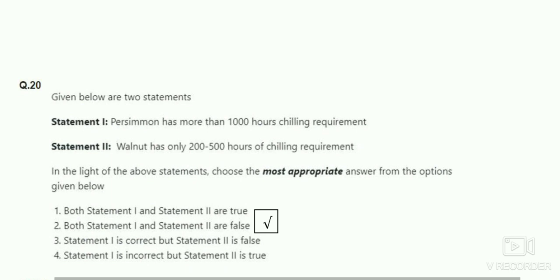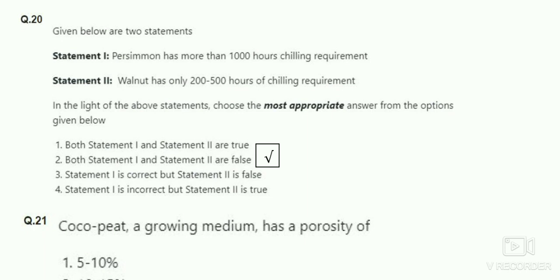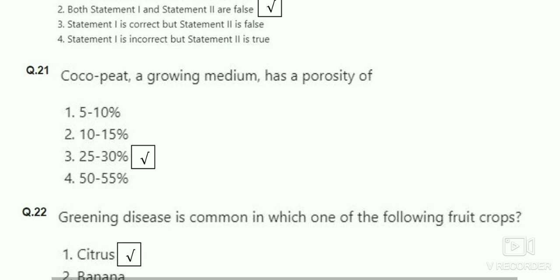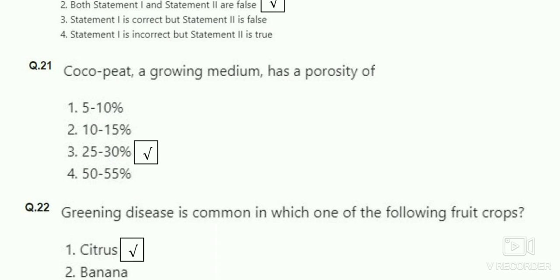Question number 20. Given below two statements: persimmon has more than 1000 hour chilling requirement. This statement is exactly false. And walnut has only 200 to 500 hours of chilling. This one is also false. So the second option is right. Cocopeat, a growing medium, has a porosity of 25 to 30%. Friends, this question is repeated many times. It was asked in IARI, PhD, even in SRF also. So just remember this one.